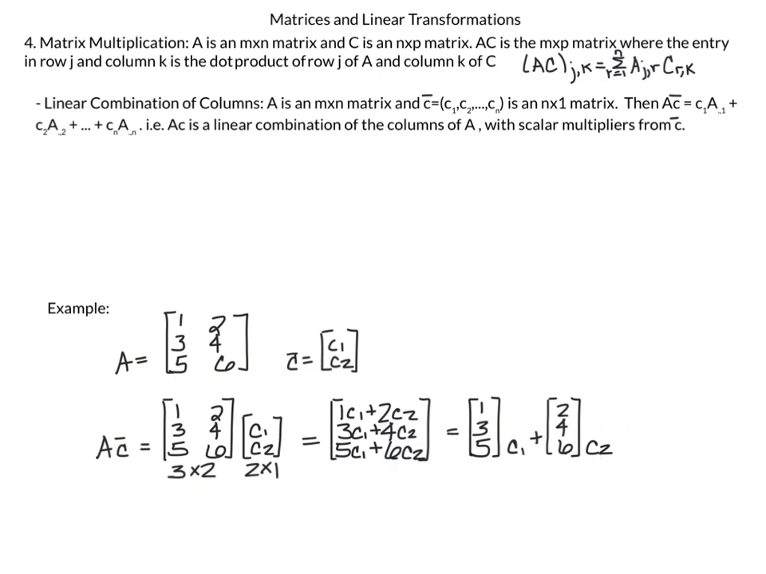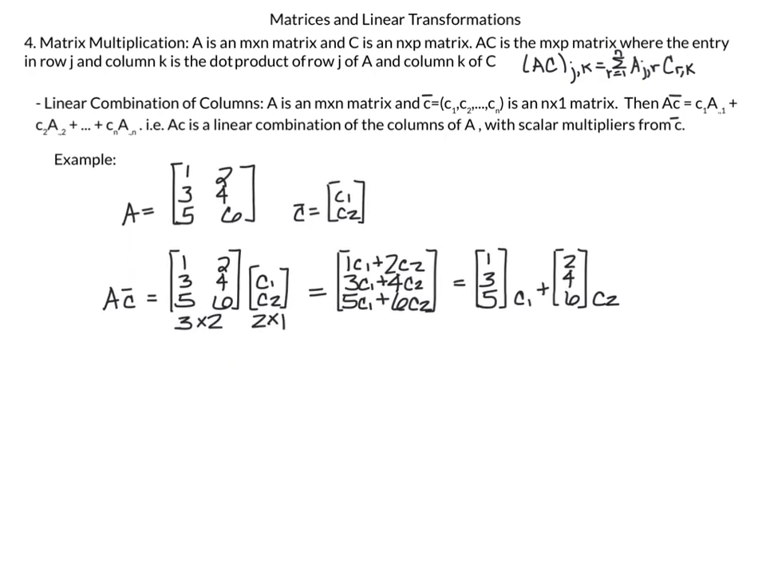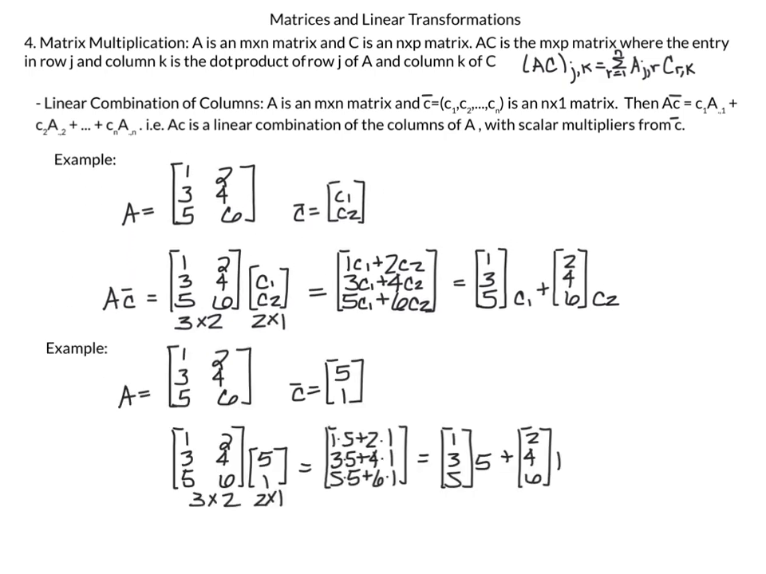I'm going to move this example up so I can do one where my C vector is not just constants but actual numbers. Let's take our same matrix A, with columns 1, 3, 5 and 2, 4, 6, and our C vector now to be 5, 1. You can do the matrix multiplication out, but you can also view this as the vector 1, 3, 5 times the scalar 5, plus the vector 2, 4, 6 times the scalar 1.